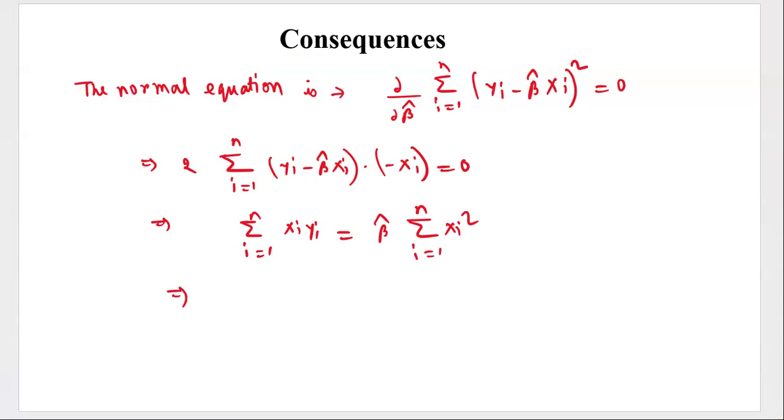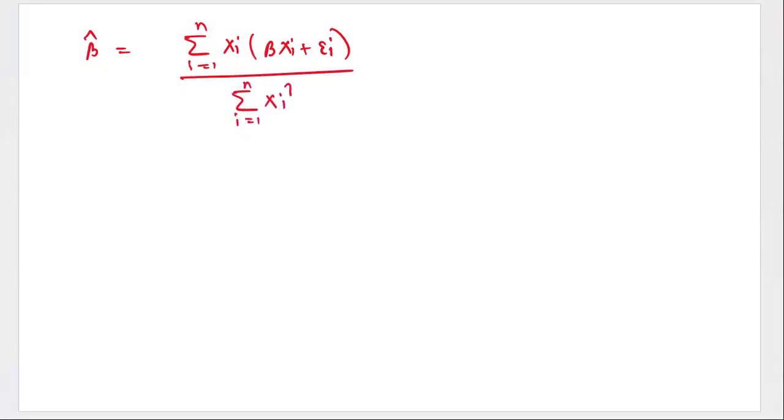So beta cap will be simply summation xi yi upon summation i from 1 to n xi squared. Now replace this yi value here. Let me do it on the next page. Beta cap is summation i from 1 to n xi, instead of yi write beta xi plus epsilon i, upon summation xi squared.